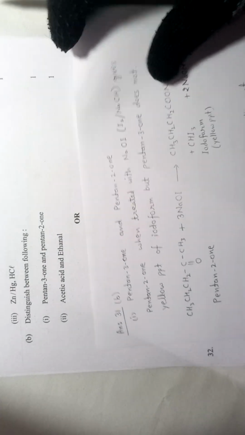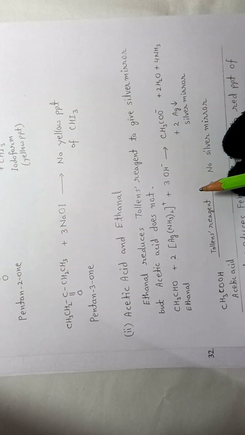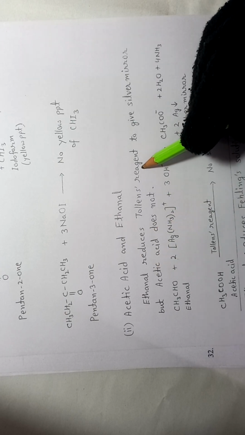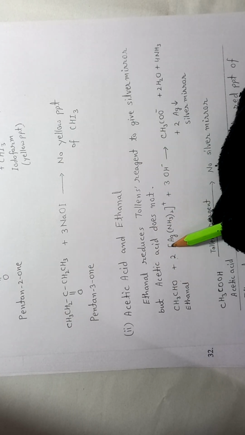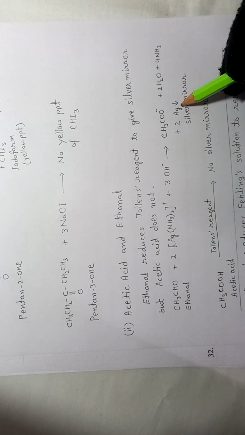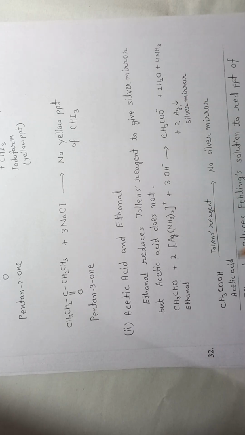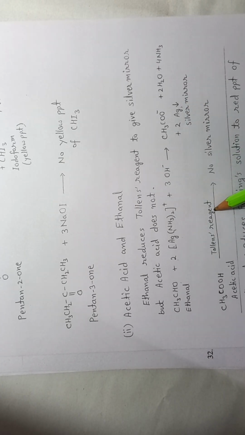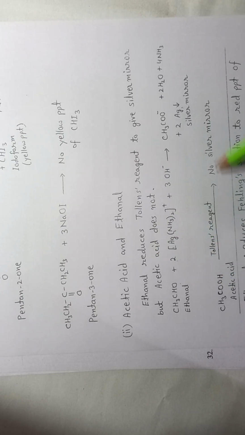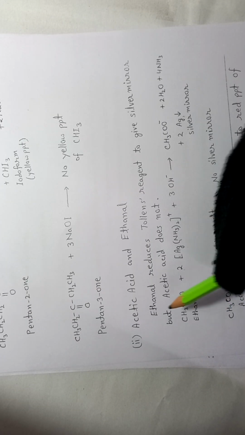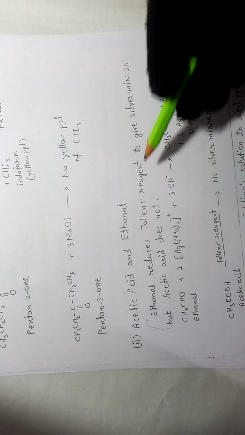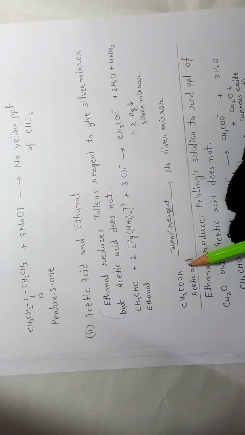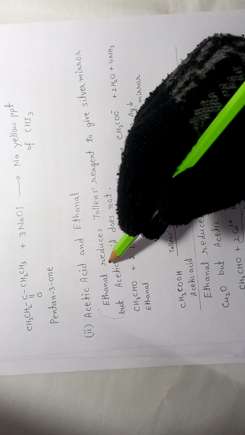Now next is acetic acid and ethanol. Ethanol reduces Tollens' reagent. It is an aldehyde, so it will reduce Tollens' reagent, producing a silver mirror. But acetic acid will not reduce Tollens' reagent. And you have to write the reactions in this way. Even if you don't write this line, these reactions will speak for what you have said here. So you have to write only one distinguishing test.